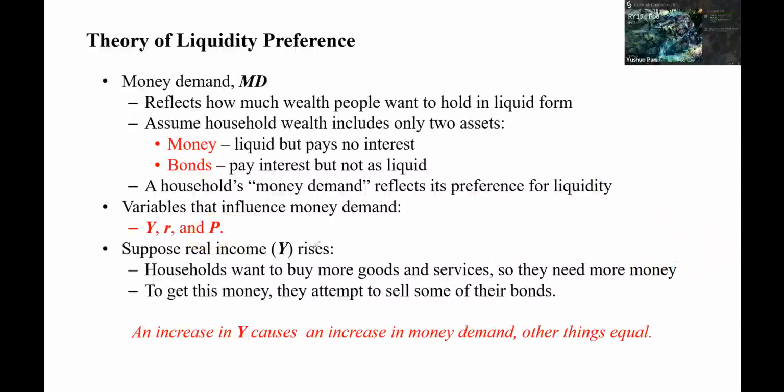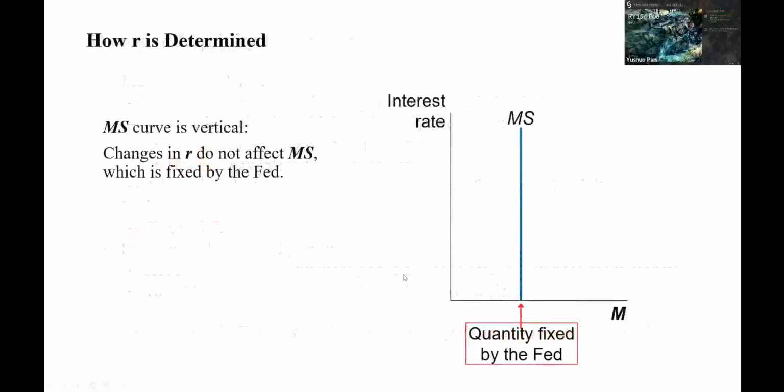Y is the real income. Real income increases, then people want to buy more stuff. In that case, people are going to need more money. How is R determined?